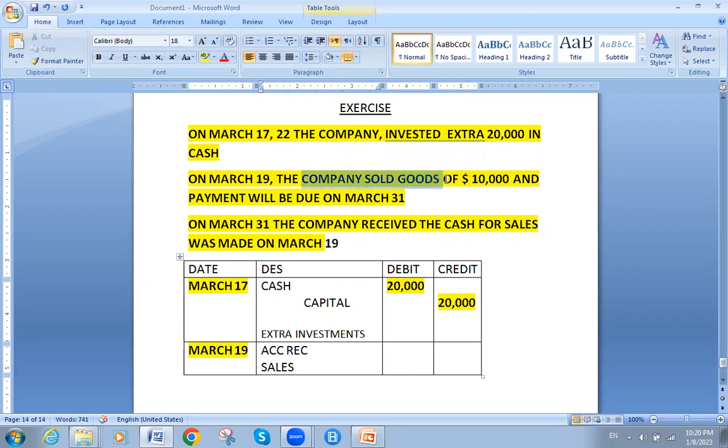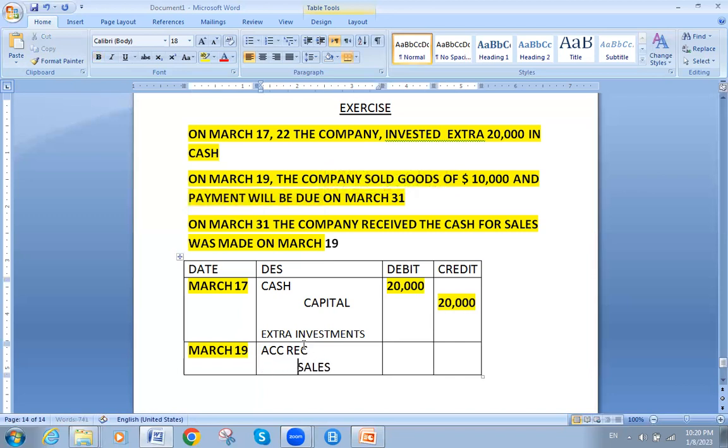Like you see, sold goods of LE 10,000, payment will be due. That means we didn't receive cash. The words payment will be due mean they didn't pay us. They told us they'll pay later on. So once we see the words payment will be due, or you feel from the sentence that the company did not receive cash, because if it received cash, it would be very explicit. It would tell you it received cash. So that means from account receivable into sales, account receivable.